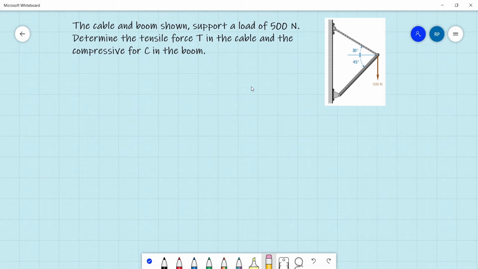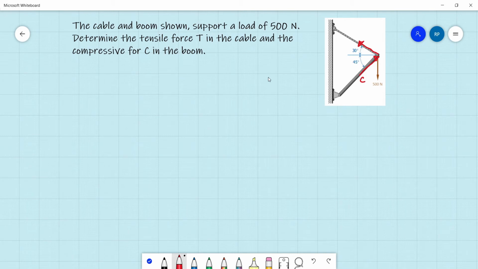We discussed this before. Allow me to read the problem. The cable and beam shown support a load of 500 newtons. Determine the tensile force T in the cable and compressive force C in the boom. Basically, what the problem wants us to solve is the compression force on the boom and the tensile force in the cable.